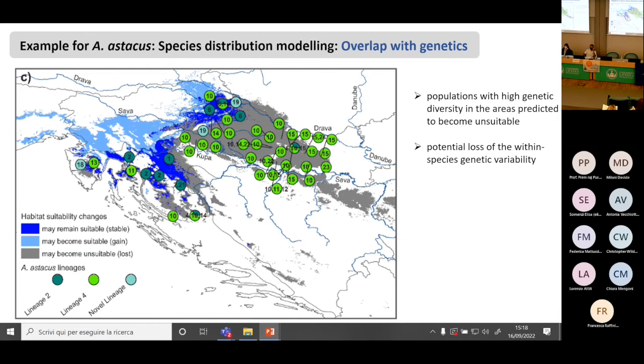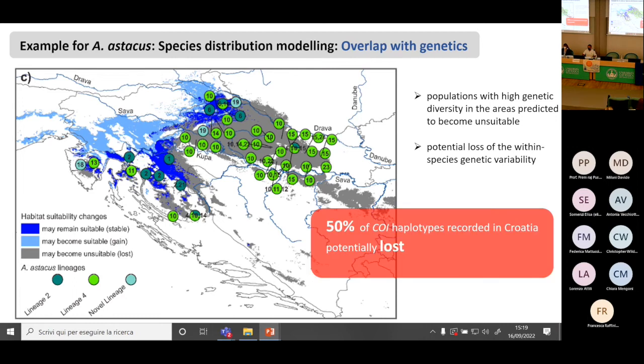And this one shows us in gray the habitats that may become unsuitable for noble crayfish. And as you can see, this eastern part of Croatia in 2070 under a pessimistic scenario, but the situation is quite similar for the less pessimistic scenario, they will probably disappear. And if we count all the populations in those regions, we estimated that possibly 50% of cytochrome oxidase haplotypes recorded currently in Croatia will be potentially lost.